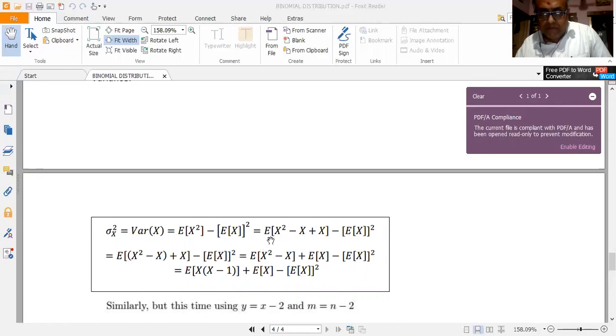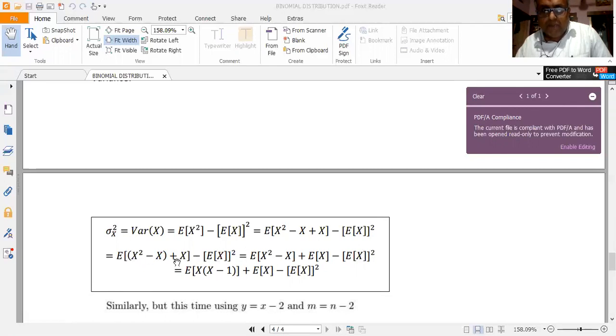That is, I am considering X squared minus X as one term, and X as another term. Within E, what I have done is I have added and subtracted X here, so X squared minus X plus X within E. Now consider the first and the second term. That's why I am including X squared minus X within one bracket. So E of X squared minus X within one bracket plus X, minus E of X the whole square.